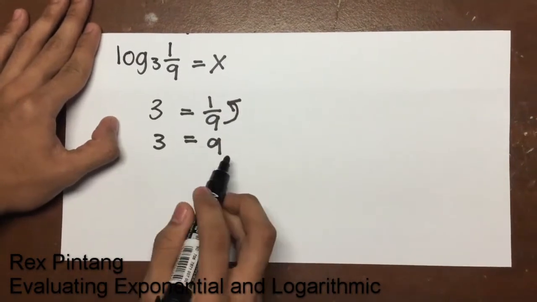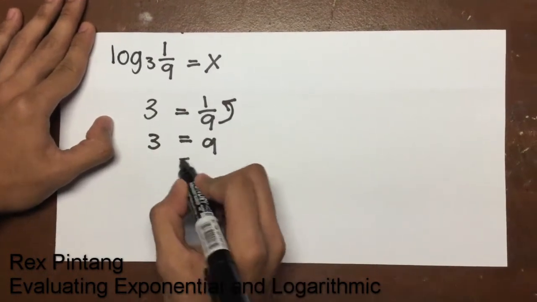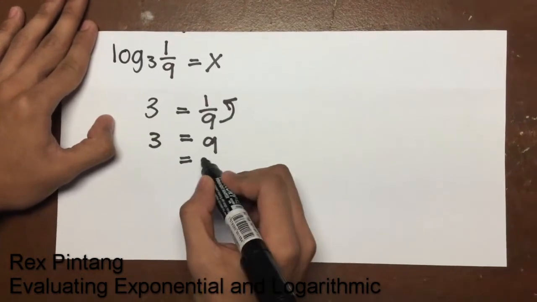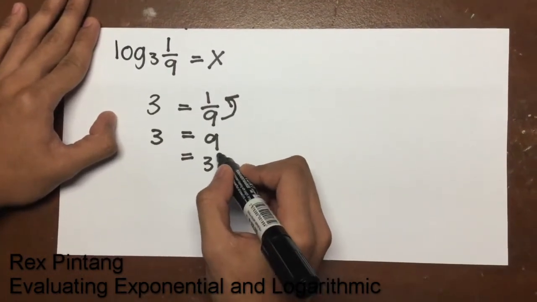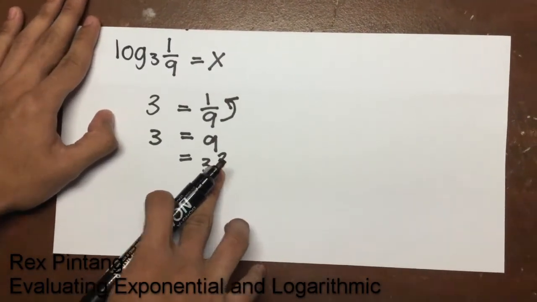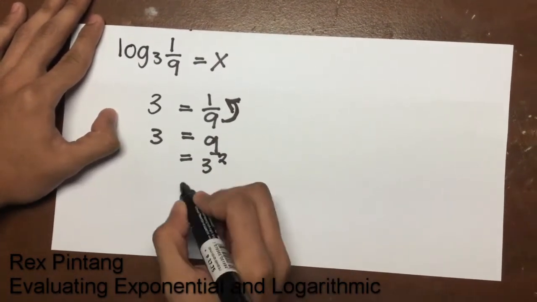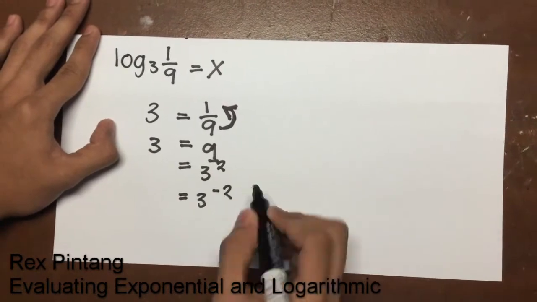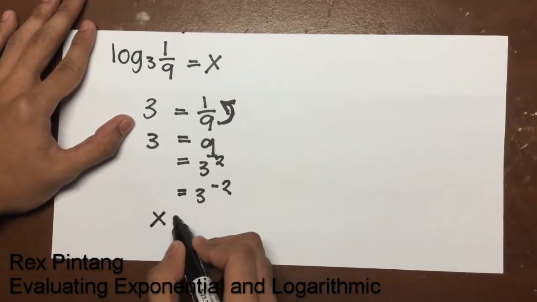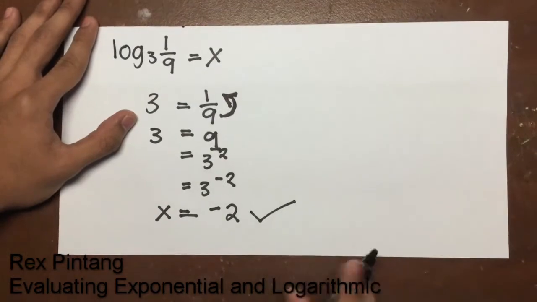Still, your base is not the same. So you have to convert it into an exponential form. So what is the exponential form of 9? Definitely 3 raised to 2. And your exponent should be a negative number. Why? Because you reciprocated it. So as you get 3 raised to negative 2, you get the correct answer. So x is equal to negative 2. And that is the correct answer.